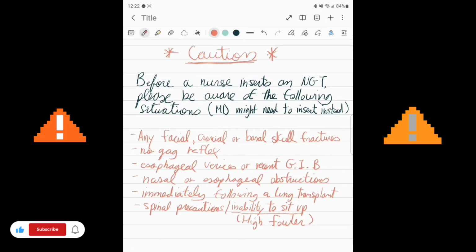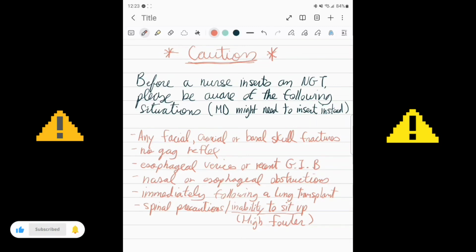And if the patient has any spinal precautions, for example, inability to sit up in high Fowler positions, or they are in log roll. So under these conditions, please check with the medical team, as these might be contraindications for nursing to insert the NGs. Once we follow up and none of these apply, then we can go ahead and start inserting our NG.